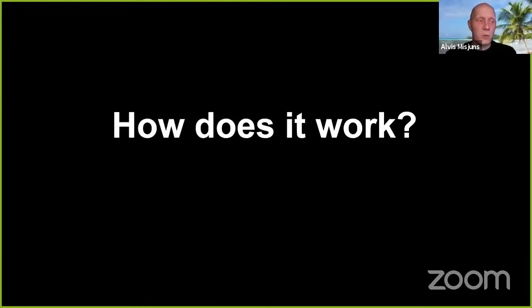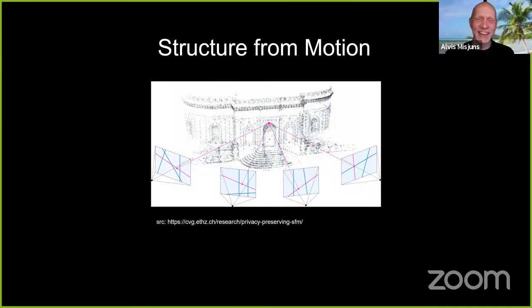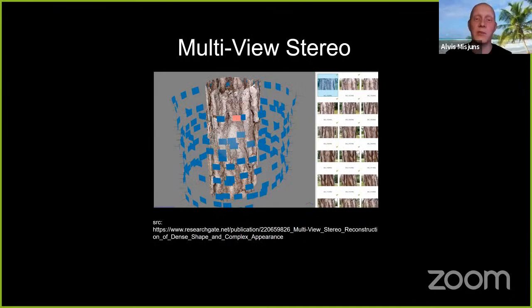So how does it work? One minute for this. Well, all the reconstruction programs use the same algorithms. The first one is called structure from motion. It roughly detects some features and approximates where the cameras are located, like reconstructs the camera positions against the object. And then it uses the multi-view stereo algorithm.